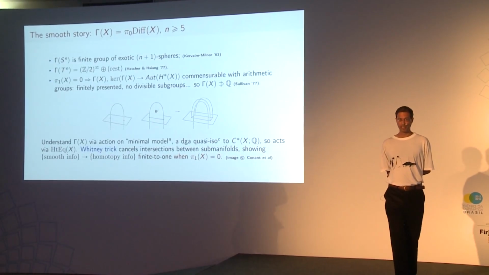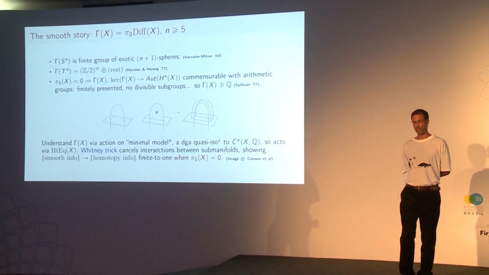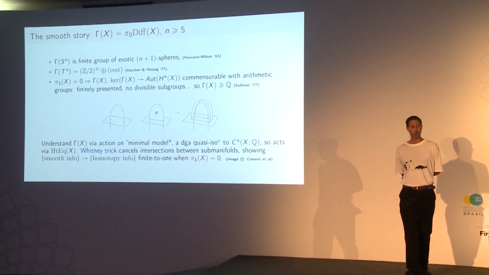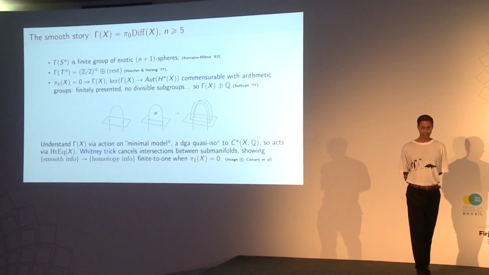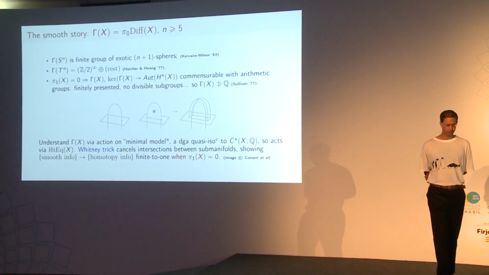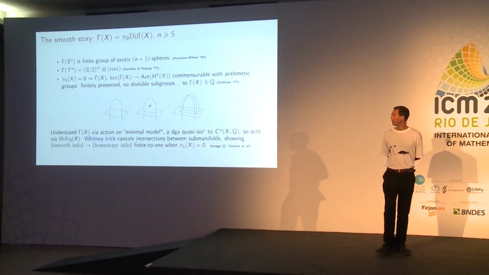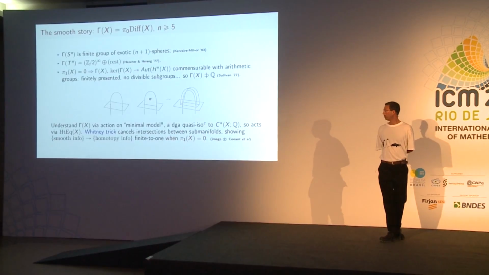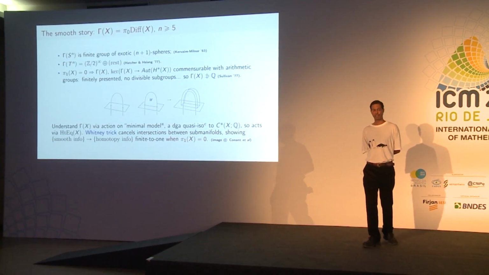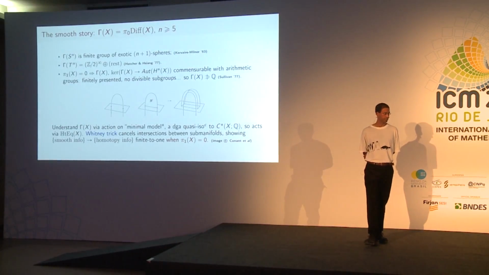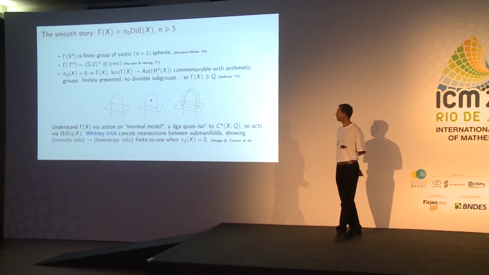I can use a diffeomorphism of a sphere as a clutching map to glue two n+1 dimensional balls. And this was studied by Kervaire and Milnor, and it's known to be a finite group. We know a lot about it. But if X is the torus, this mapping class group is known to contain a split summand (Z/2)^infinity. In particular, it's infinitely generated.